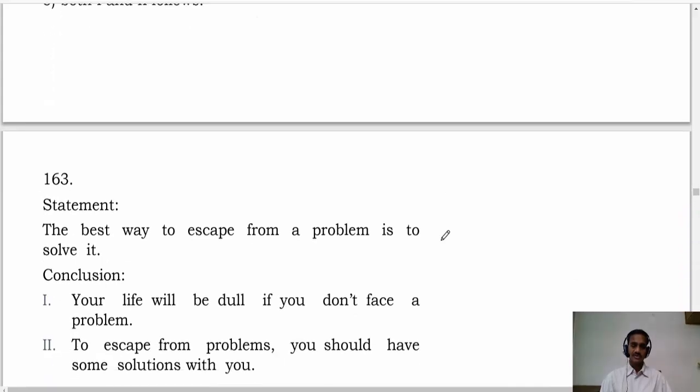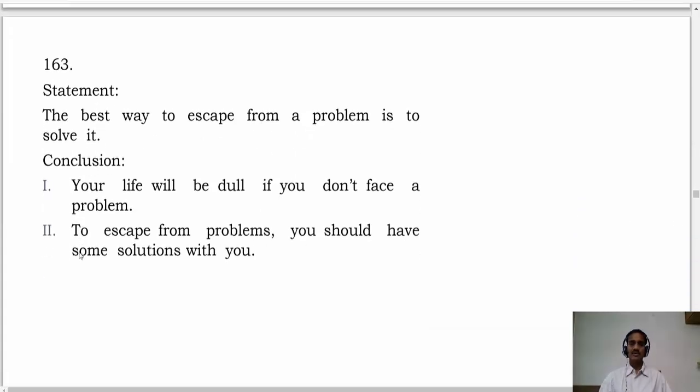Now in this, choice 163. The best way to escape from a problem is to solve it. If we want to get out of any problem, we must solve it. Once you solve it, we get out of the problem. It is the best way.